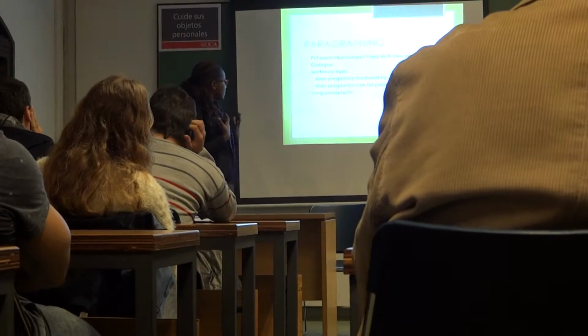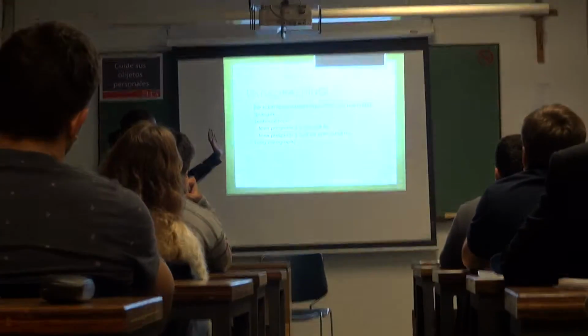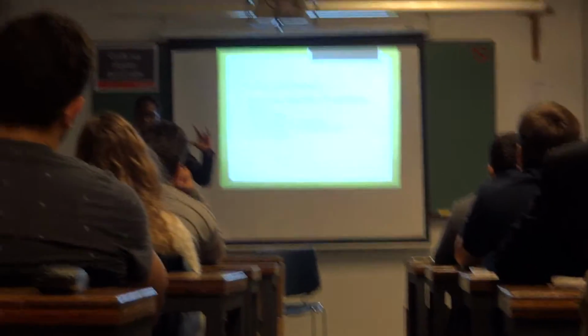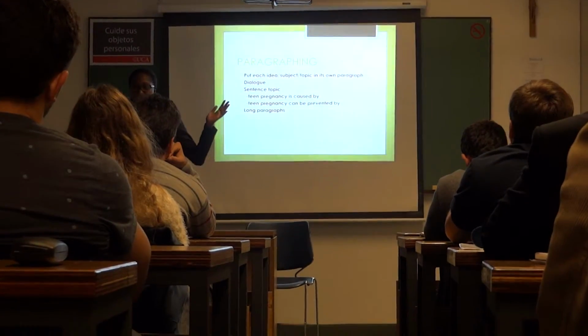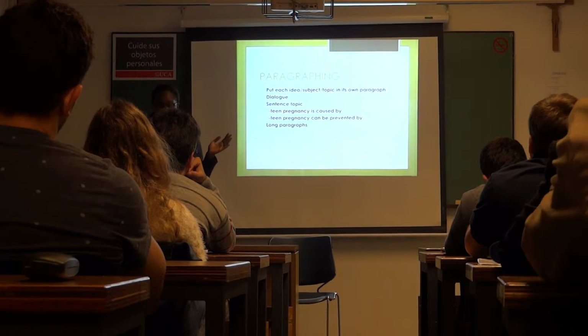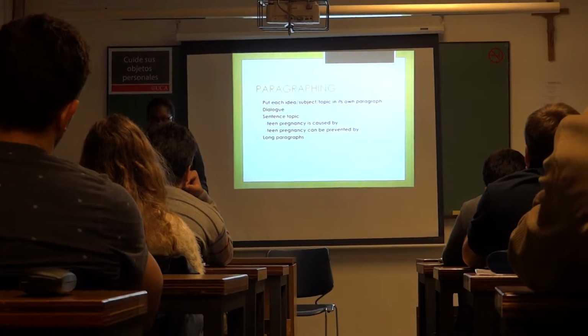So I gave 2 examples. Teenage pregnancy is caused by, teenage pregnancy can be prevented by. It's just a short phrase, but you can already tell that that's what I'm going to talk about in the rest of the paragraph: what causes teenage pregnancy and what can prevent teenage pregnancy.